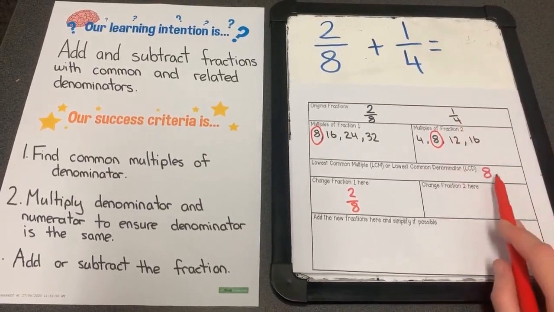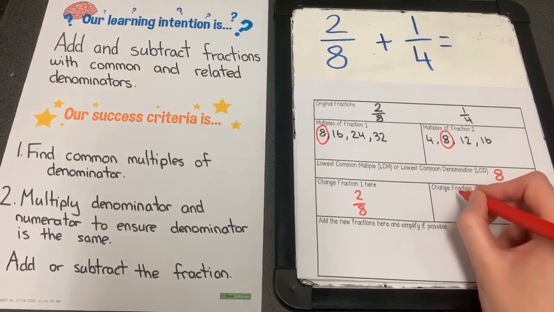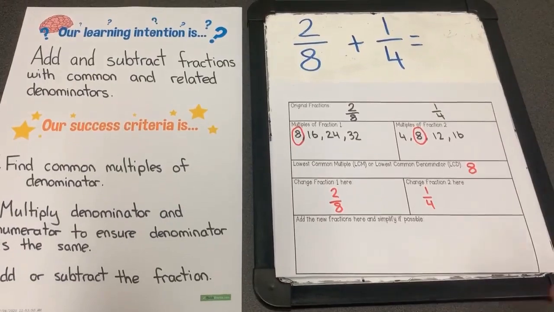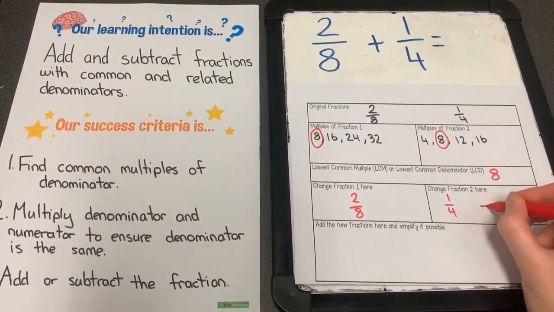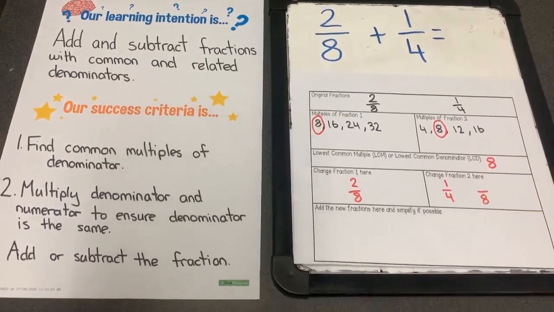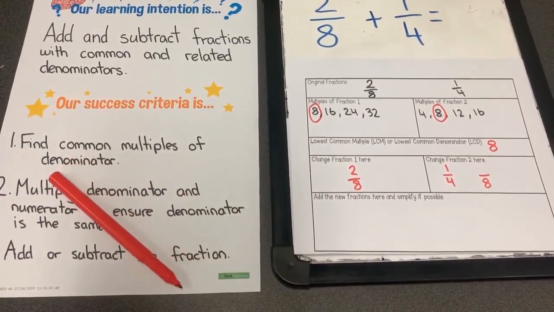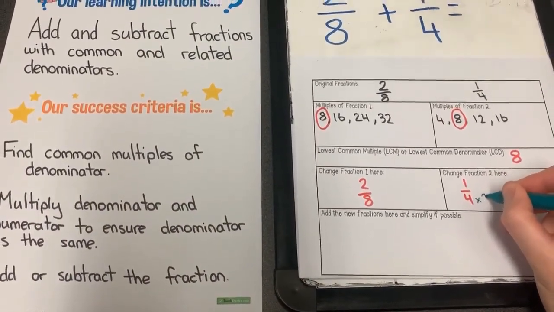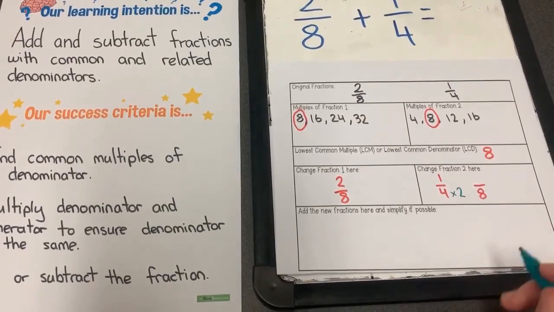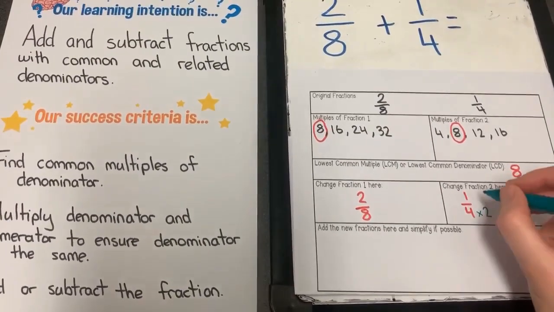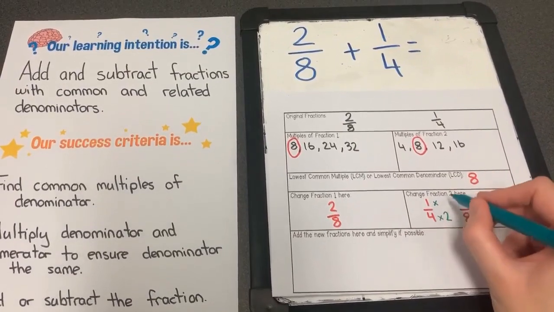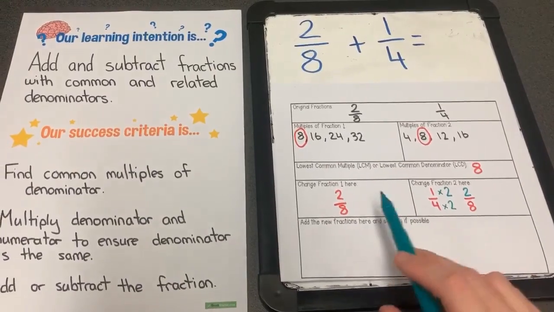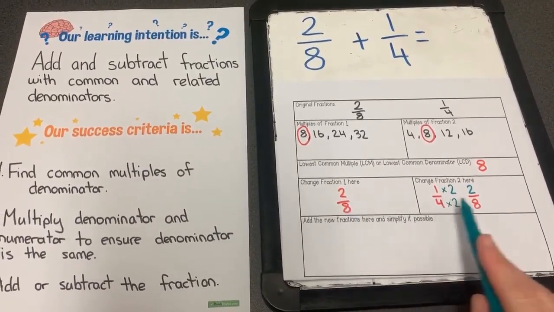So this denominator is broken into 8s. Now we're going to go 1/4 and we're going to think of what can we multiply by 4 so the end result is 8. Okay, so I'm going to have a think. I know if I multiply 4 times 2, it's going to equal 8. And what I do to the bottom, I need to do to the top as well. 1 times 2 equals 2. Okay, so now they both have the same denominator.